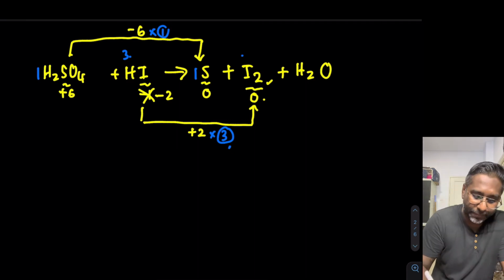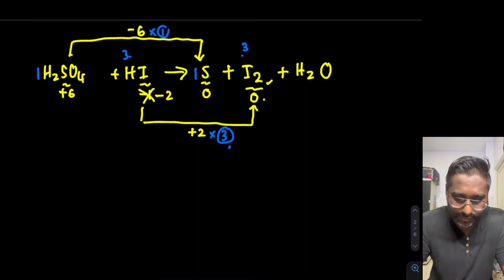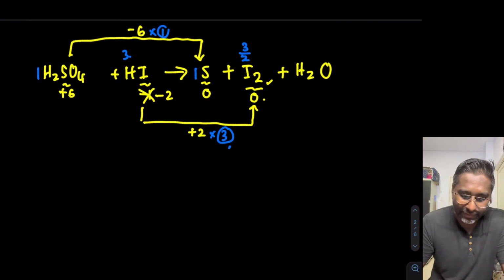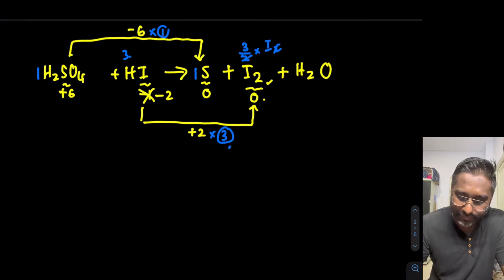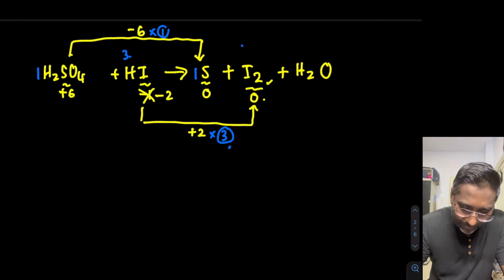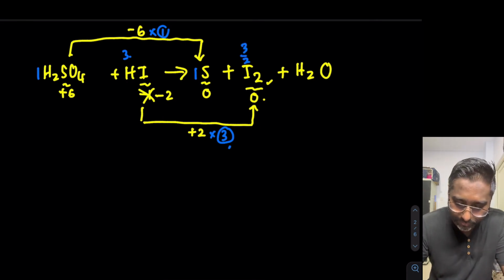So if I put number 3 over there, 3HI, I need 3I. How do I get 3I? Probably I just need to put 3 over 2, 3 over 2 times I2. The 2 and 2 cancel, I have 3 atoms of iodine. So I'm thinking of putting 3 over 2 over there.